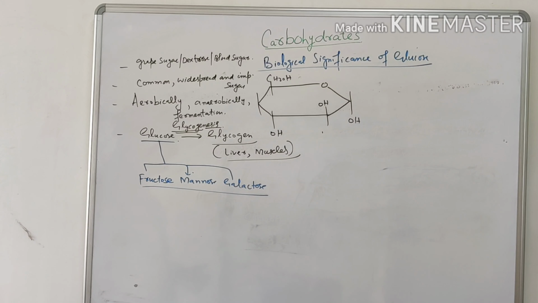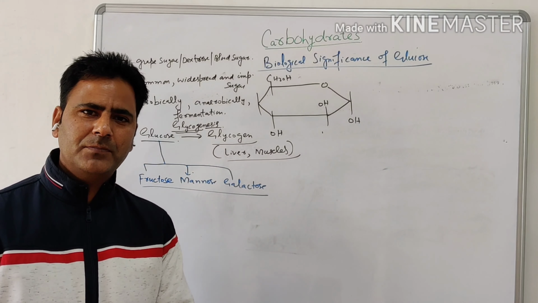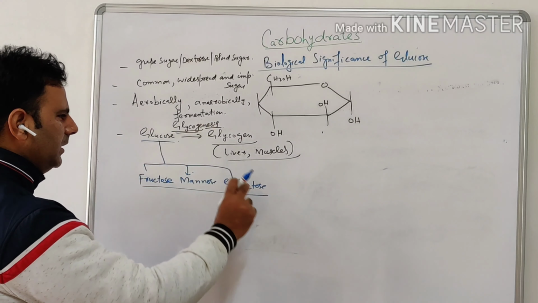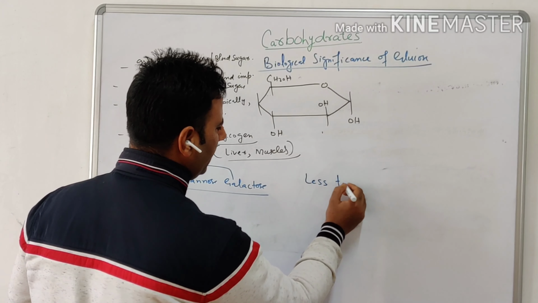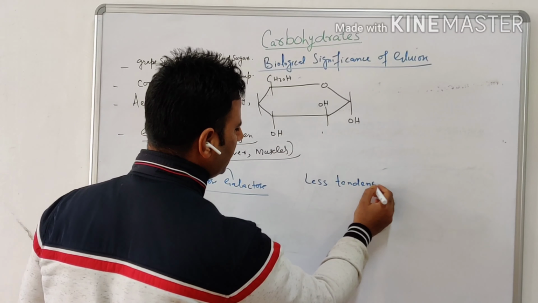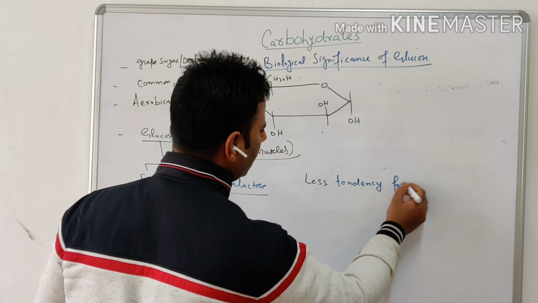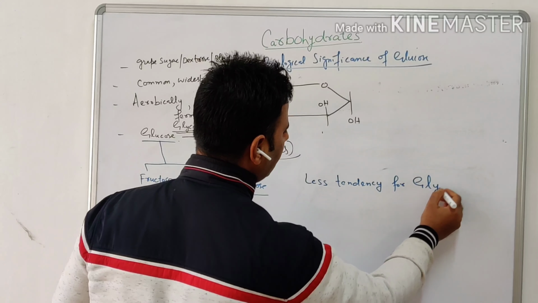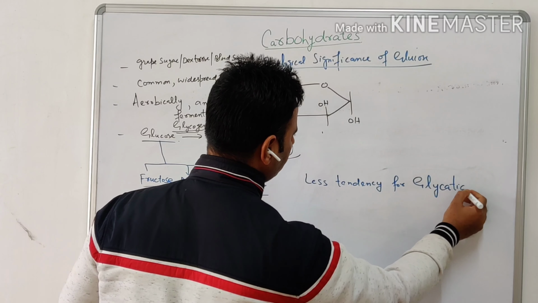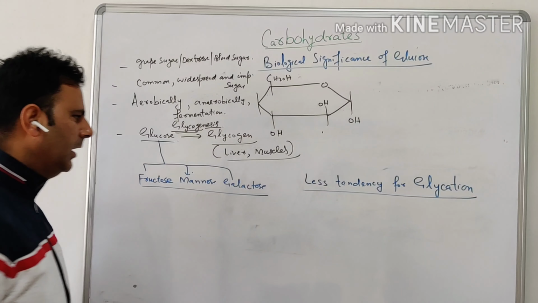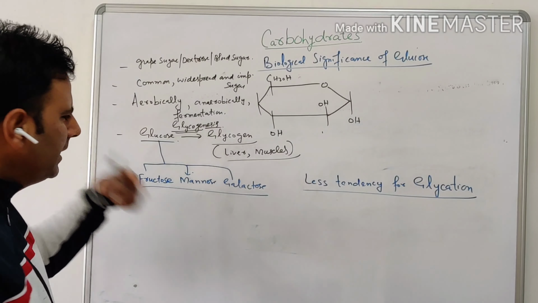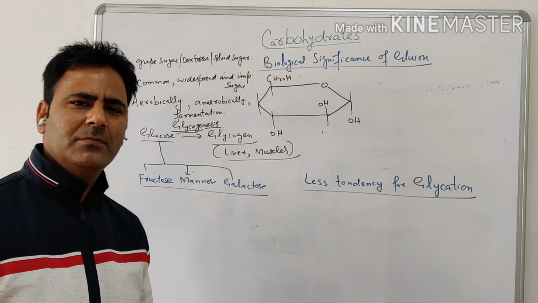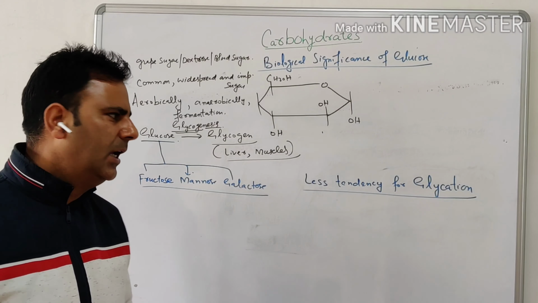The simple answer for this is the stability of the glucose structure. Glucose has a less tendency for glycation. What does this mean? Compared to fructose, mannose and galactose, glucose has a less tendency for glycation. And now, what is this glycation?